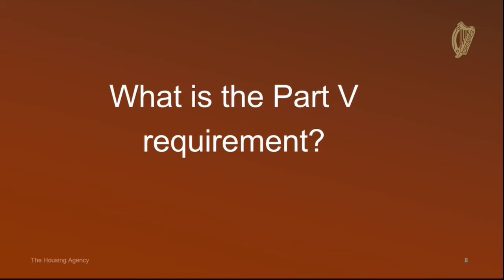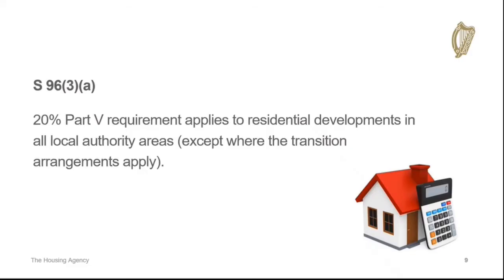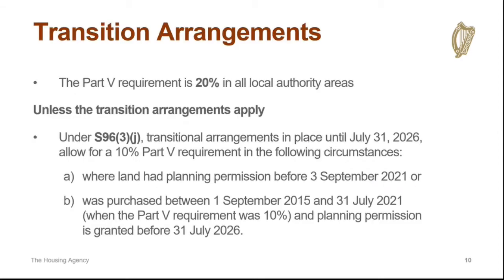What is the Part 5 requirement? The legislation requires that Part 5 must be satisfied by the transfer of 20% of the land or through one of the alternative options, except where the transition arrangements set out in Section 96(3)(j) of the Act apply. These arrangements were introduced in the Affordable Housing Act 2021. They are in place until the 31st of July 2026 and allow for a 10% Part 5 requirement in 2 circumstances.